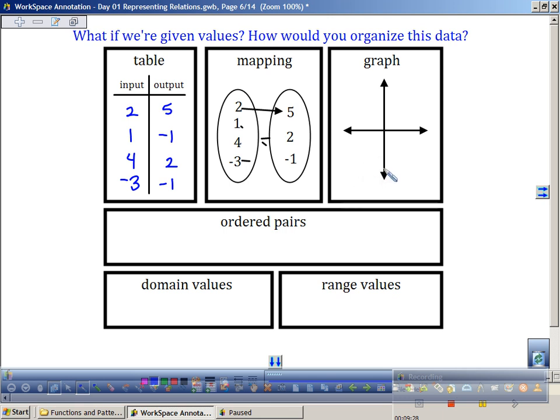Okay. 5, 4, 3, 2, 1. Guys, I'm going to graph it. So 2, 5. 1, 2, 3, 4, 5. 1, -1 would be here. 4, 2. 1, 2, 3, 4. 2 would be there. And then -3, -1. 1, 2, 3. And see how those share -1. All right, questions? What are my ordered pairs?